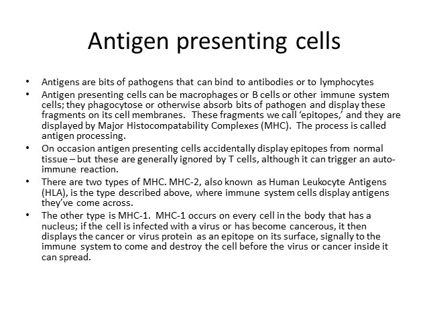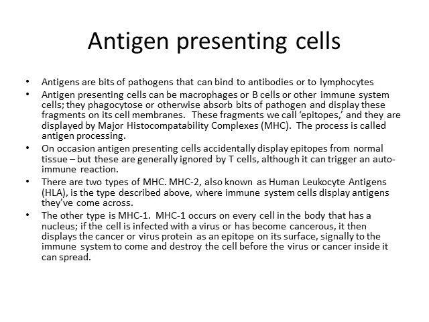And they are displayed by a protein called major histocompatibility complex, or otherwise called MHC. And this process of grabbing a bit of pathogen, taking a fragment and sticking it as an epitope on top of an MHC protein, that whole process is referred to as antigen processing. And on occasion, antigen-presenting cells will accidentally display epitopes from normal tissue instead of pathogens, but likely these are generally ignored, although they can be a trigger for autoimmune reactions.